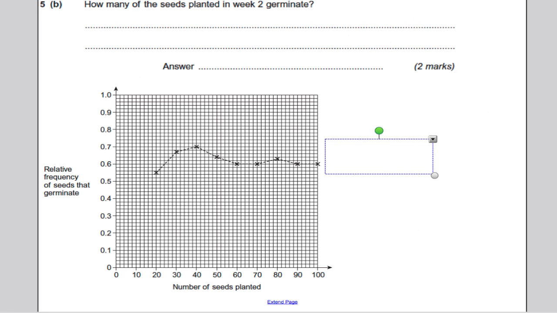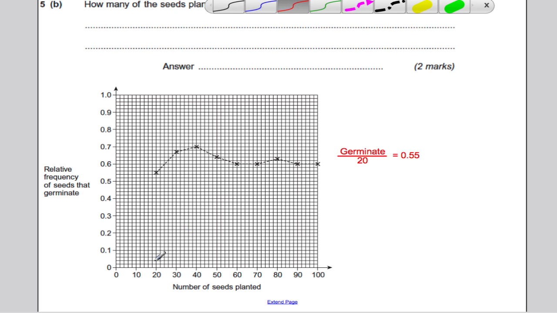The next part, it says how many of the seeds planted in week 2 germinate. Well, if we remember, if we take the number of seeds that germinate and divide by 20, which is the number of seeds planted at week 2, I know that that's 0.55 from the graph. So just explaining that a little bit clearer, if we go up here from 20, we can see after 20 seeds, the relative frequency is 0.55.